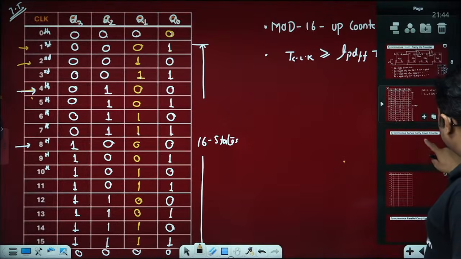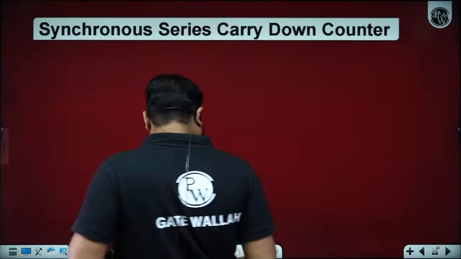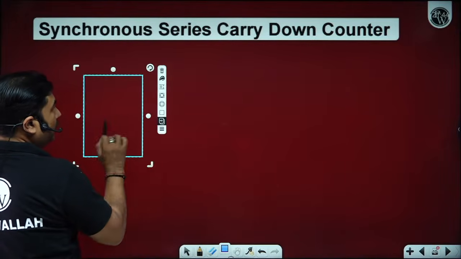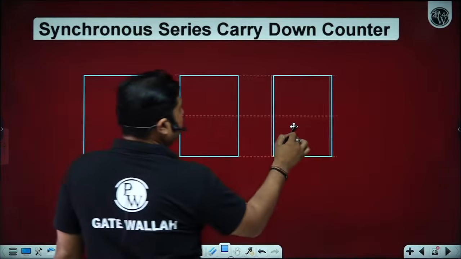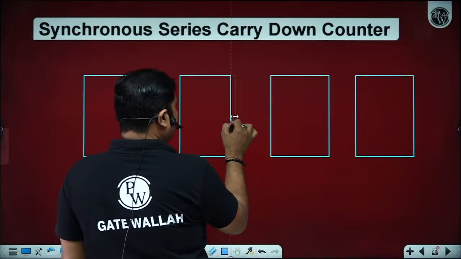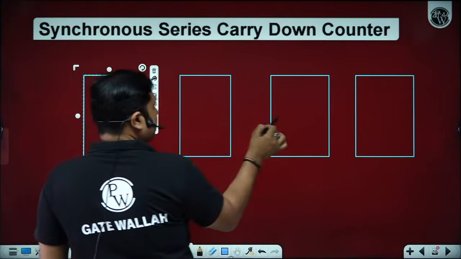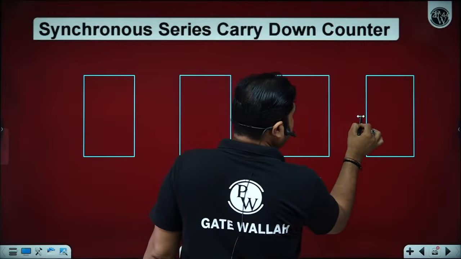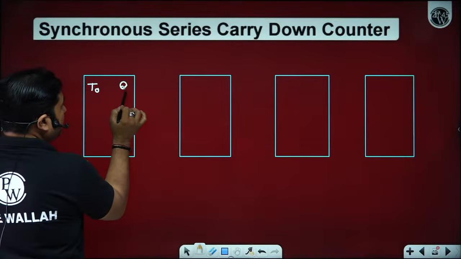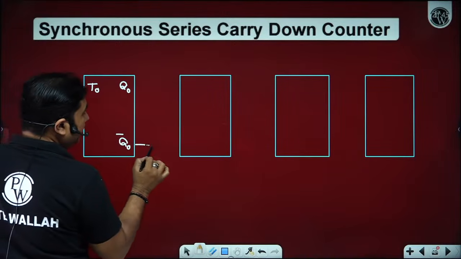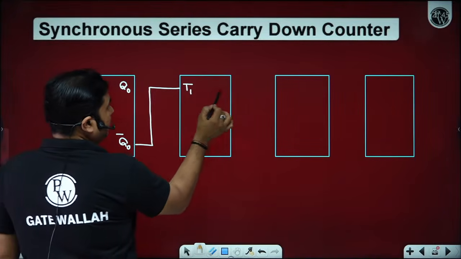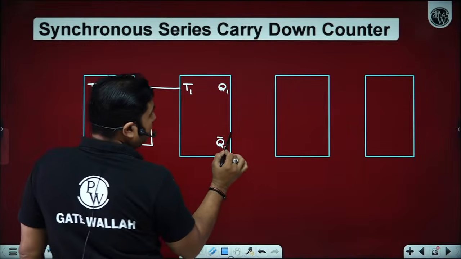Yes, sir. Same, if we talk about the synchronous series carry down counter, then for the down counter I am using a 4-bit down counter. Please observe, Betaji. Synchronous series carry down counter. First observe the synchronous series carry down counter. In the same, I will show you the parallel carry down counter as well. So we have T0, Q0, Q0 complement. If we make Q0 complement the input to T1, Q1, Q1 complement.